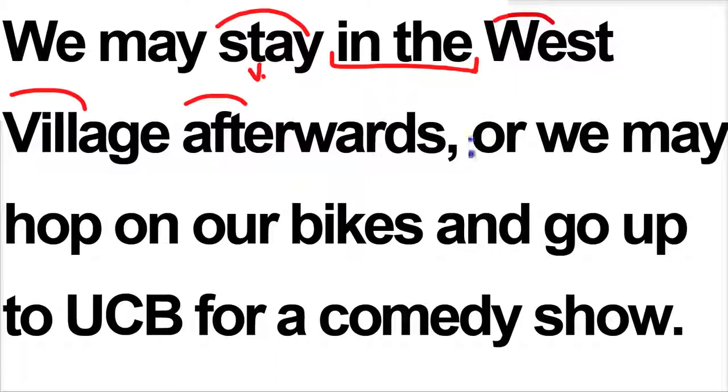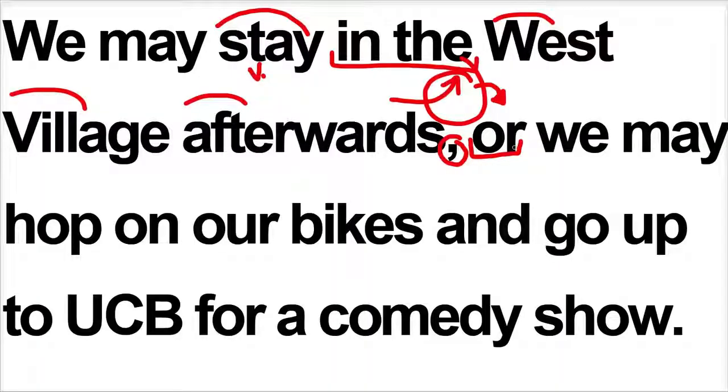I noticed that I did not reduce the word or. That's one word that can reduce to or we may. But here I said or we may. I did not reduce the vowel. Or we may hop on our bikes. We may hop on our bikes.